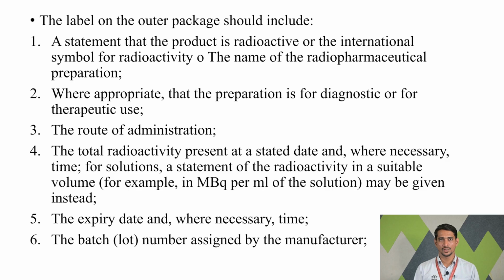The label on the outer package should include a statement that the product is radioactive or the international symbol for radioactivity, and the name of the radiopharmaceutical preparation. Where appropriate, whether the preparation is for diagnostic or therapeutic use. The route of administration should also be mentioned on the external label. The total radioactivity present at the stated date, and where necessary time; for solutions, a statement of the radioactivity in a suitable volume, for example megabecquerel per ml of the solution, may be given instead.